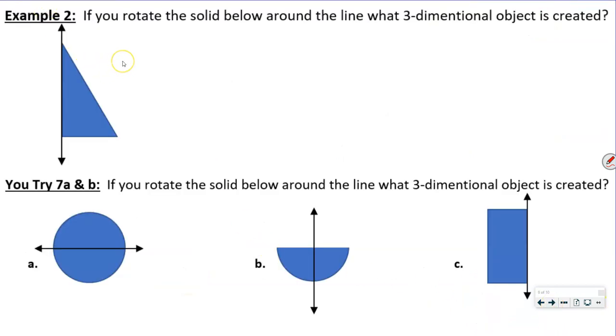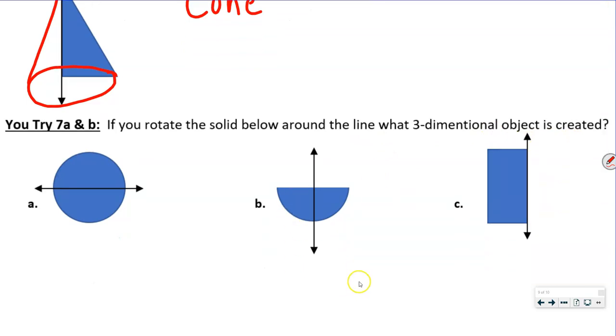Okay, so now we're going to talk about what happens when we rotate a 2D image. So if we were to take this right triangle and rotate it all the way around, that means we're making this base a circle, right? So then what shape do we end up with? A cone, right? It is, okay? So then I want you to think about what happens when you rotate around the lines that are given. If you rotate the solid below around the line, what three-dimensional shape do you get? So go ahead and do these. Come back to me when you're done.